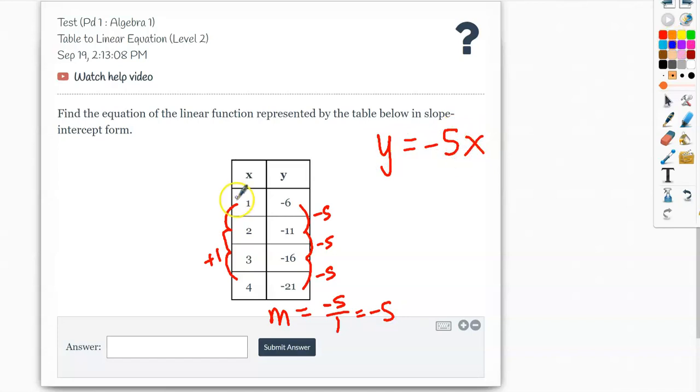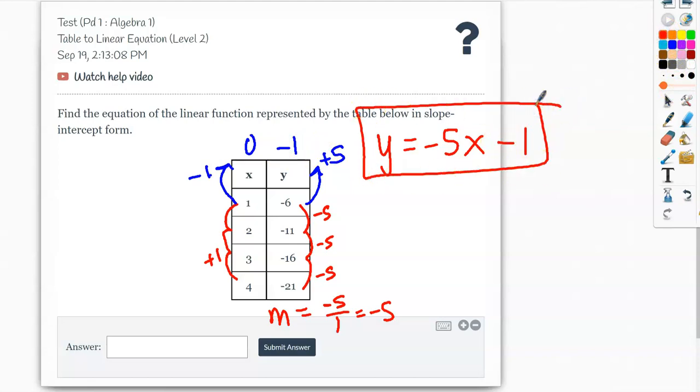And now for my b value, I'm going to reverse the pattern. So I'm going to go up 1, and I'm going to go up. Oops, sorry, I made a mistake. When I reverse the pattern here, it's minus 1. 1 minus 1 is 0. And this one is plus 5, so negative 6 plus 5 is negative 1. So y equals negative 5x minus 1.